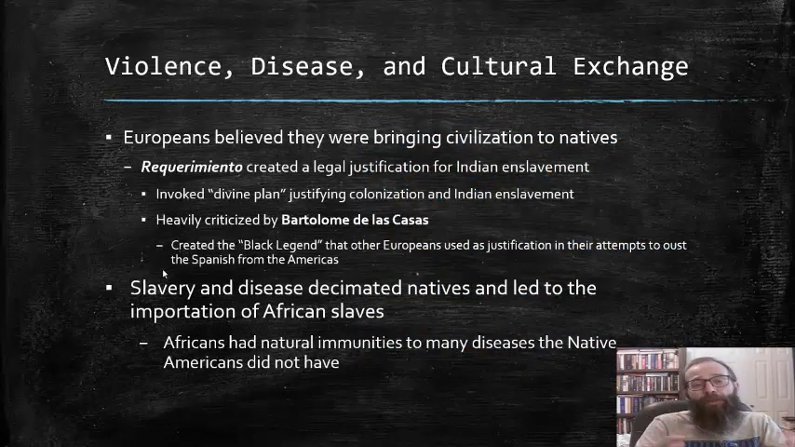Now, on the Europeans' part, they honestly believed that they were bringing civilization to the natives. You know, when Christopher Columbus first encountered the Taino people, they wore very little clothing. They did not have any of the advanced technologies that the Europeans did. So to the European mind, this meant that they were uncivilized and not nearly as advanced as they themselves were.